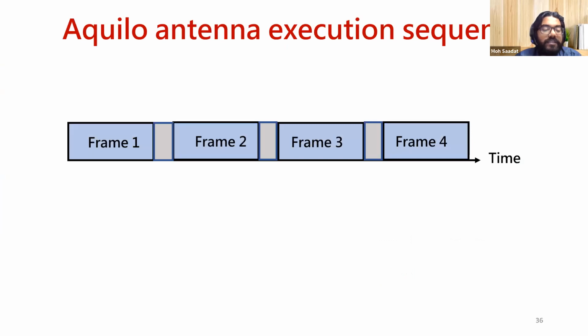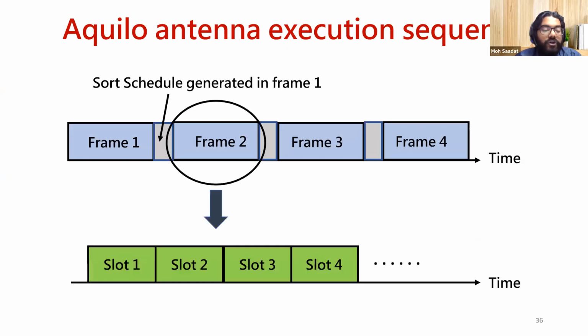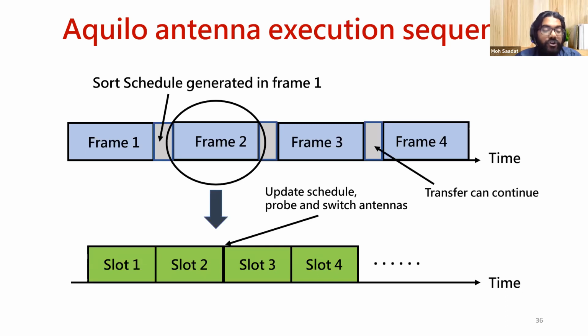So this is how the tasks are scheduled in Aquila. The look-ahead schedules generated at an earlier frame are sorted at the beginning of a later frame. The sorted schedules are used to schedule the antennas in each slot of the later frame. Note that during the sorting process between 2 frames, data transfer does not have to stop, and hence it does not cause any latency. The only source of latency in Aquila is the beam alignment of the antennas at the beginning of each slot.